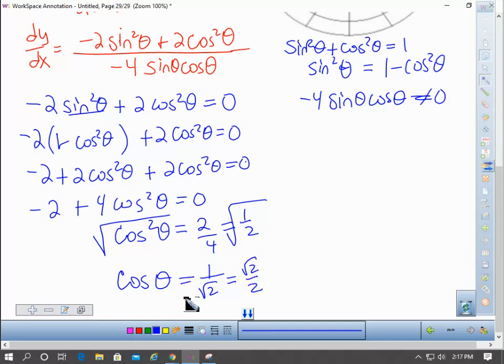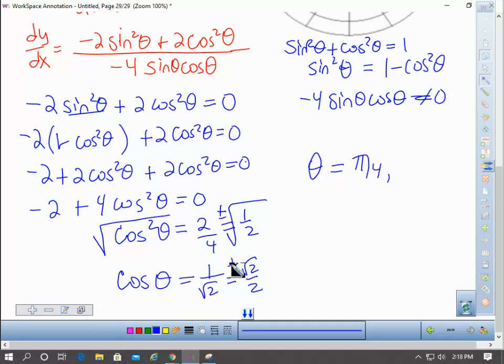We know this. Where does the cosine on the unit circle equal radical 2 over 2? So what theta angles on the unit circle does the cosine value equal radical 2 over 2? Okay? So that's going to be pi over 4. And the other one is going to be, oh, I took the square root. That's right. So it's positive and negative.